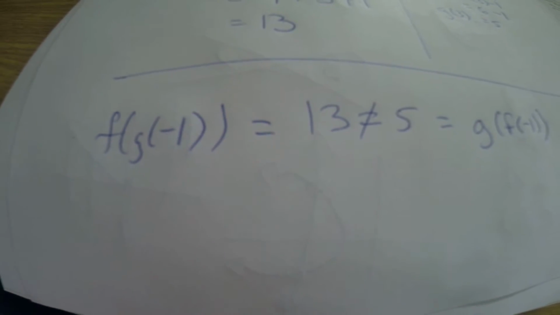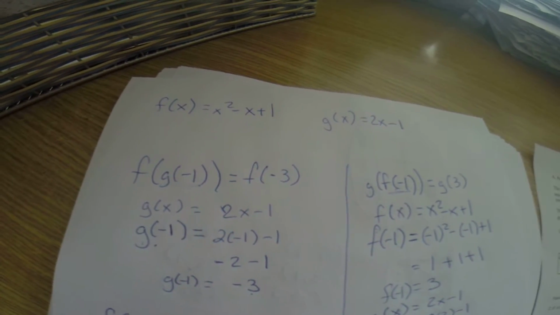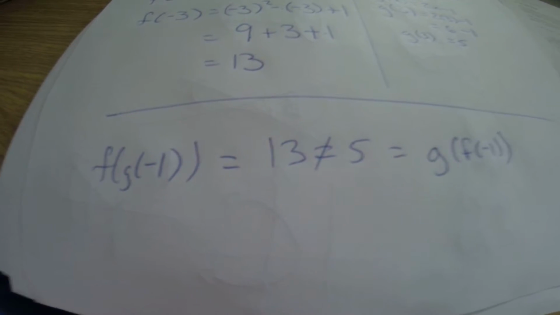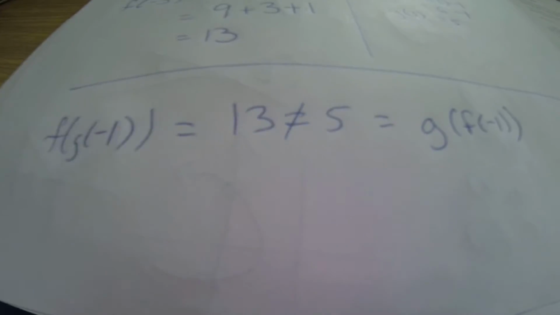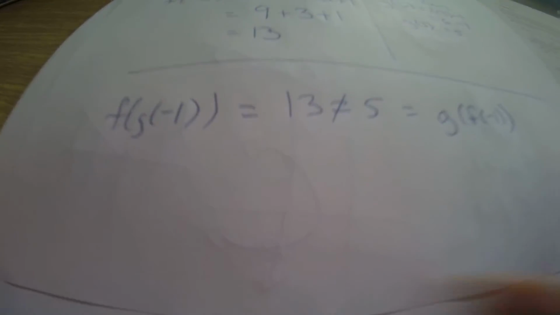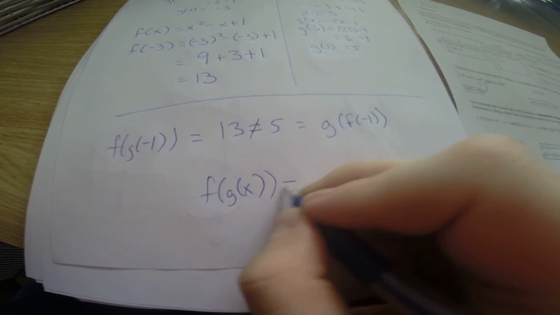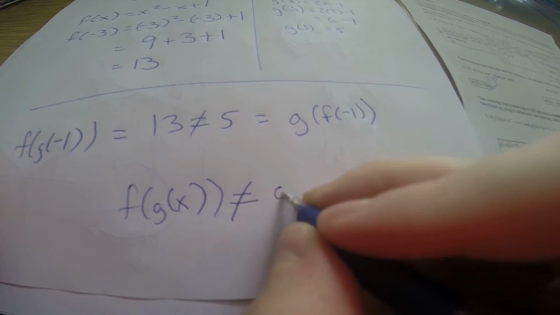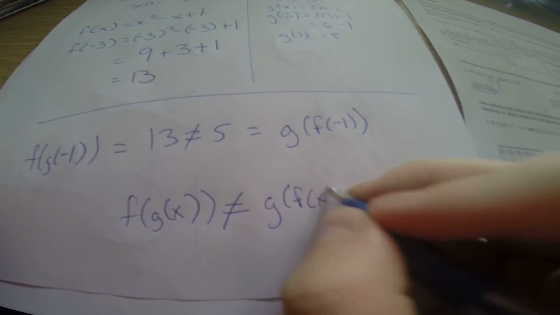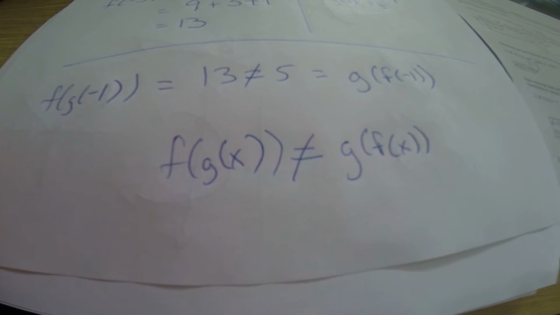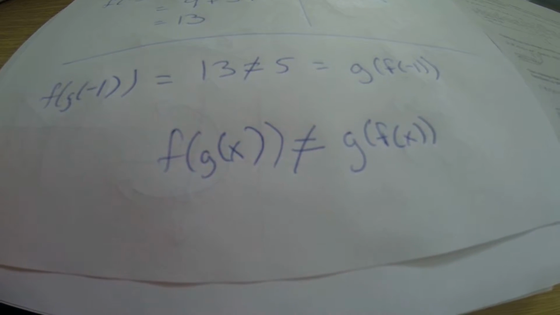Sometimes this does work. Sometimes you can have f of g of x equal to g of f of x. Here it's not, but that's not always true that it's not, okay? It is, however, true, we can from this deduce that f of g of x does not always equal g of f of x, okay? Note I said does not always. It can, but it doesn't always, and so that statement is never 100% true. Okay, hopefully that makes sense.